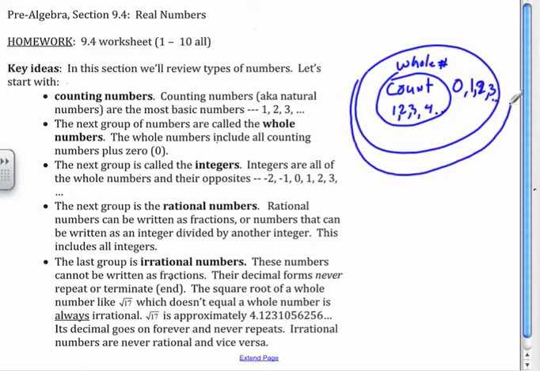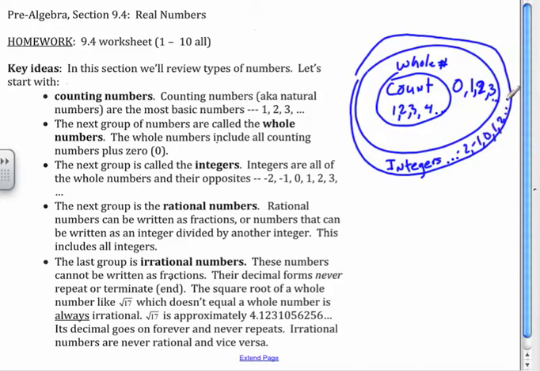All right, and then outside of that, we've got the integers. Okay, and the reason I'm putting it this way is because all counting numbers are whole numbers. All whole numbers are integers. Okay, integers are dot, dot, dot, -2, -1, 0, 1, 2, dot, dot, dot.